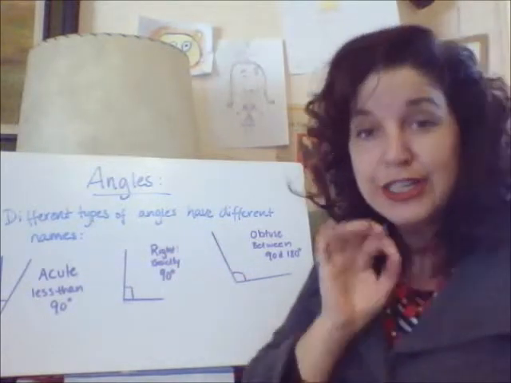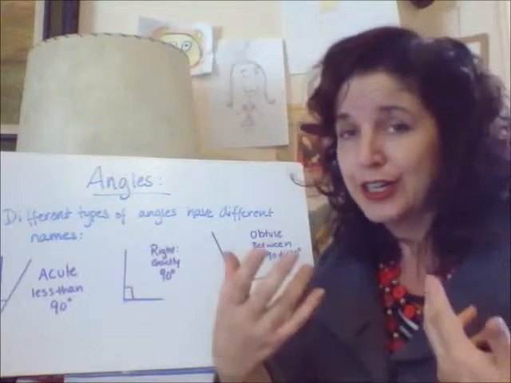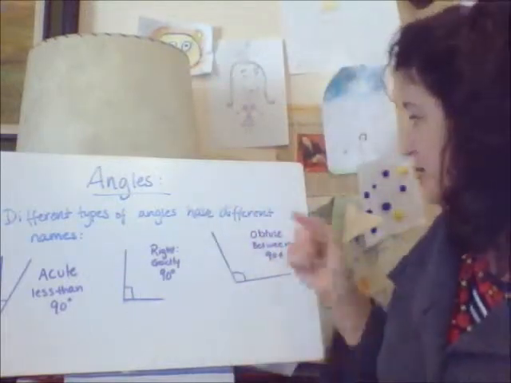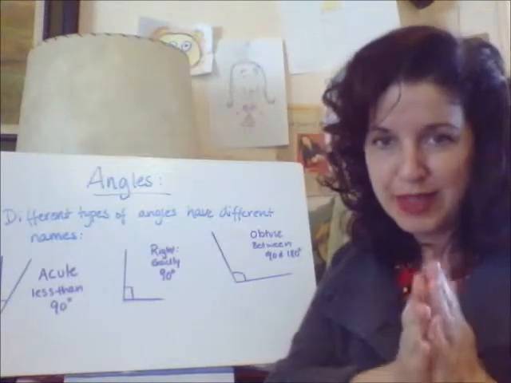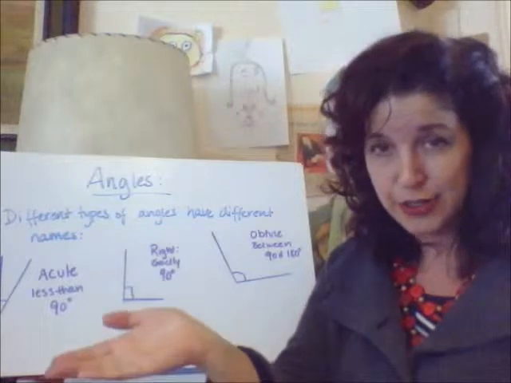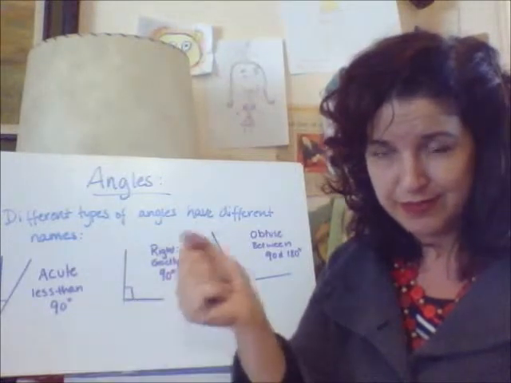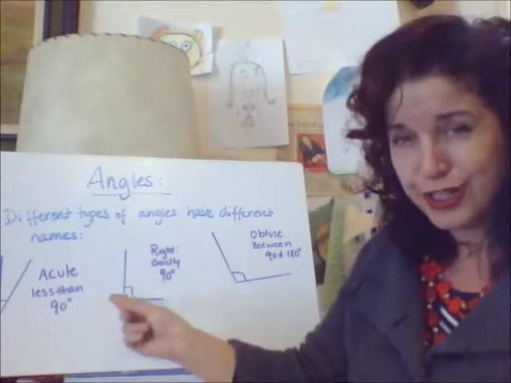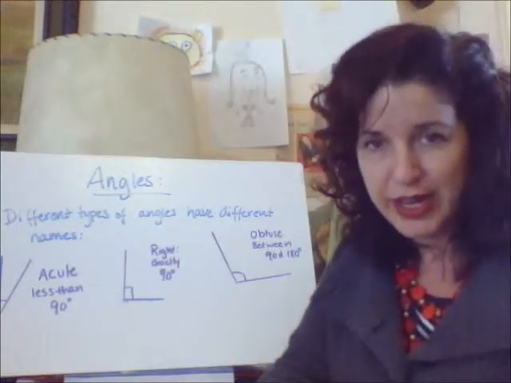Right angles, they're exactly 90 degrees. If they're 89, they're considered acute. If they're 91, they fall into this category, obtuse. Obtuse angles are something that's larger than a right angle, but not quite as big as 180 degrees, which is a flat line.